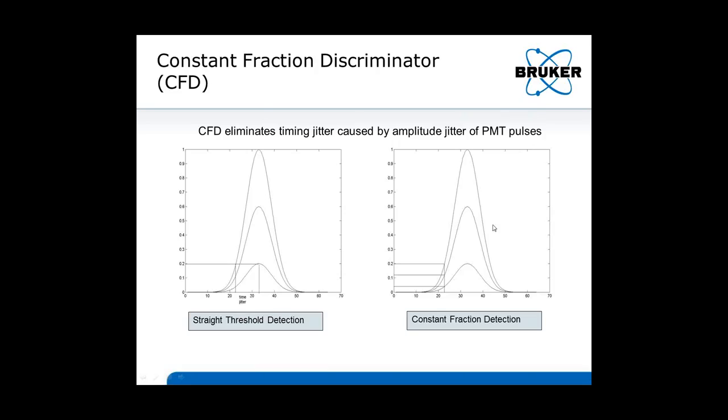On the right hand side here, what we have is where we've used a constant fraction discriminator on the same pulses. So let's say we triggered at 20% of the peak of the pulse, so we get the same time for each of those, same arrival time for each of those photon pulses.